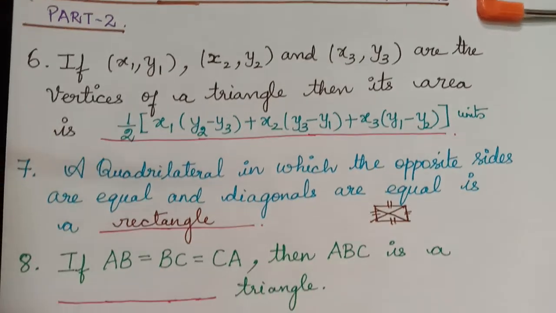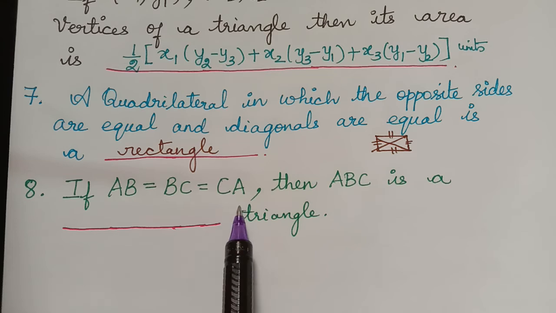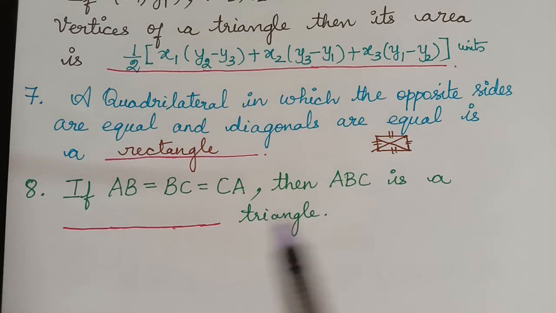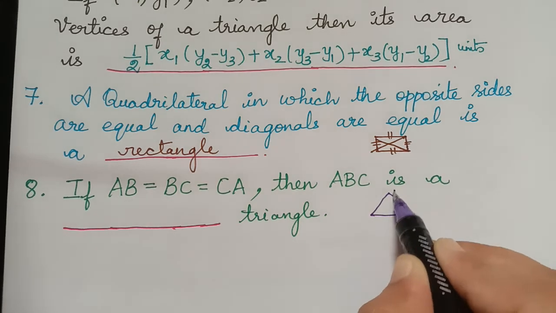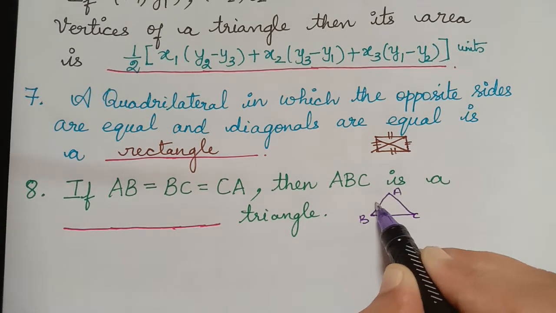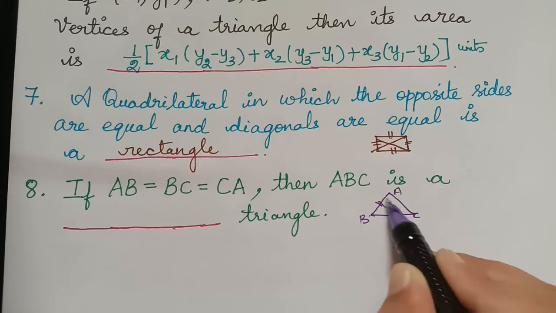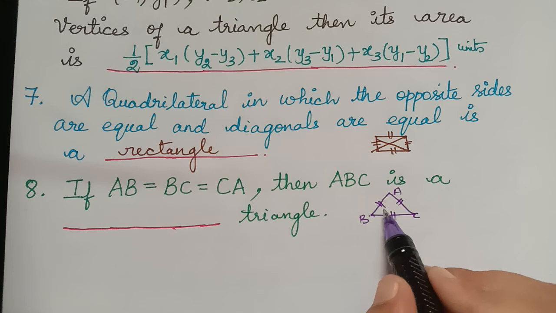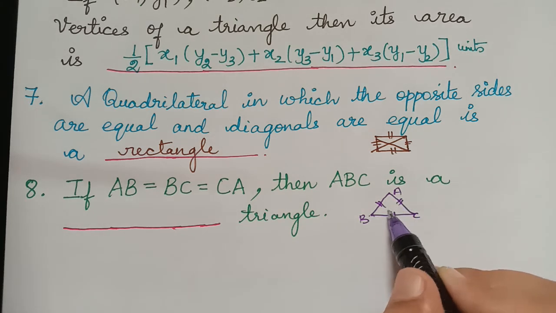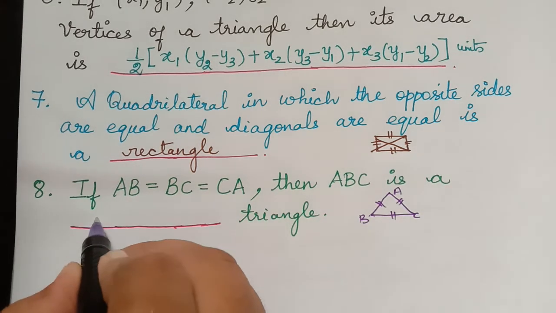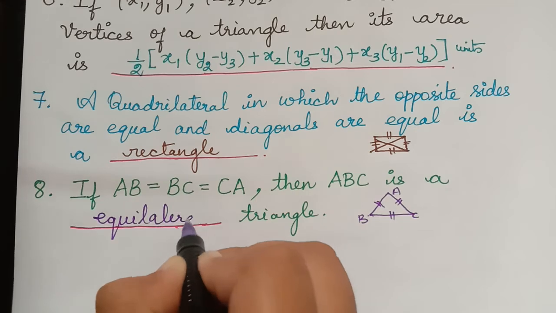The next question is, if AB is equal to BC equal to CA, then ABC is a dash triangle. So we have a triangle ABC. It is given that the side AB is equal to the side BC, which is also equal to the side AC. We know that if all the three sides of a triangle are equal, then the triangle is said to be an equilateral triangle.